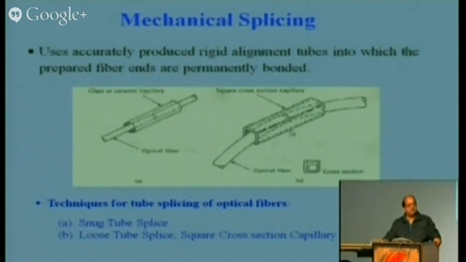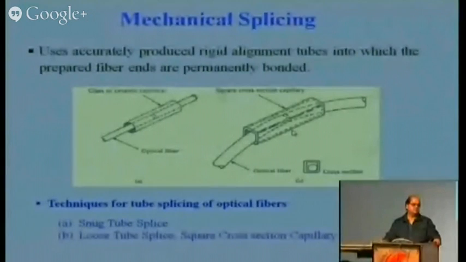So mechanical splicing, as I mentioned, is either a tube splice or a groove splice, like tight buffer and loose buffer. So it is called a snug tube splice, or a loose tube splice. Your tube may be circular, or rectangular, or a V groove. There are benefits of one over the other.